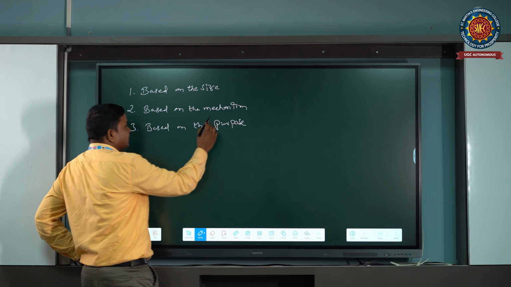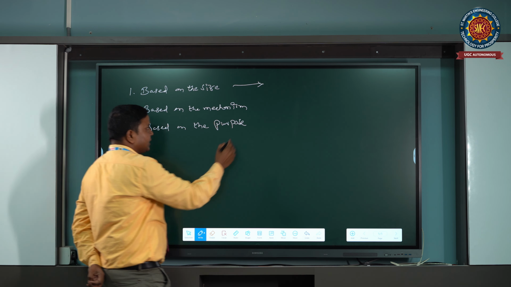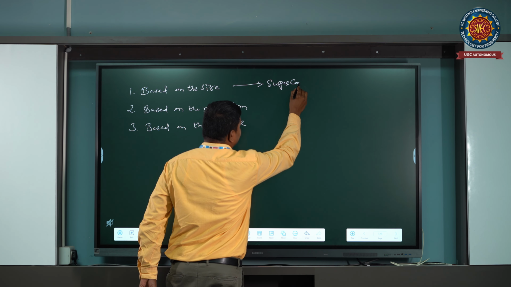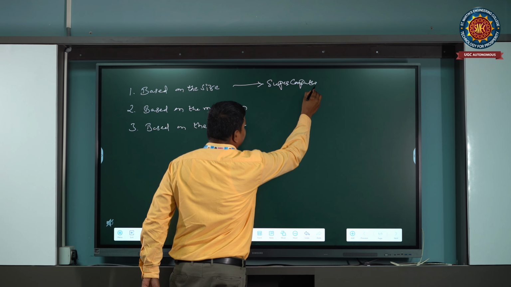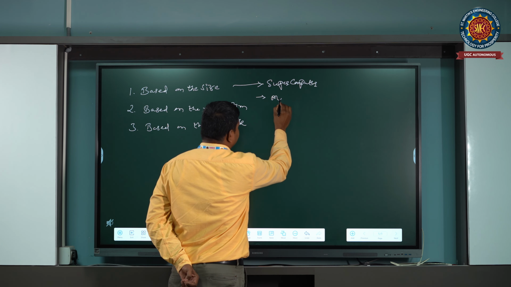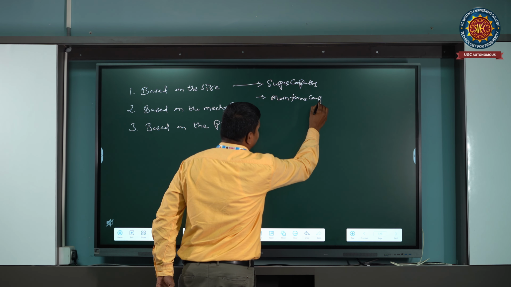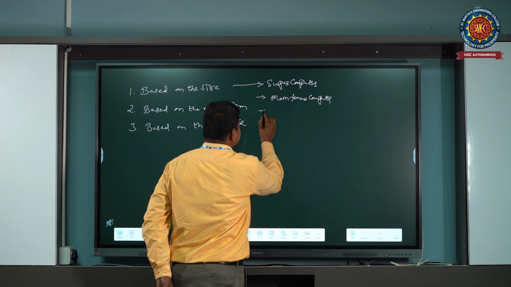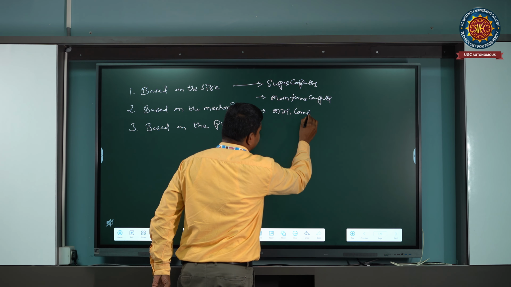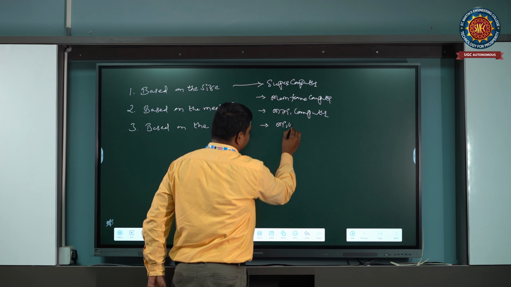Based on size, computers are divided into different categories: supercomputer, then mainframe computer, then minicomputer, and then microcomputer.